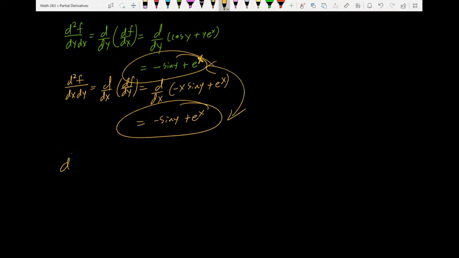So let's do d square over dx square. Let's look at that.